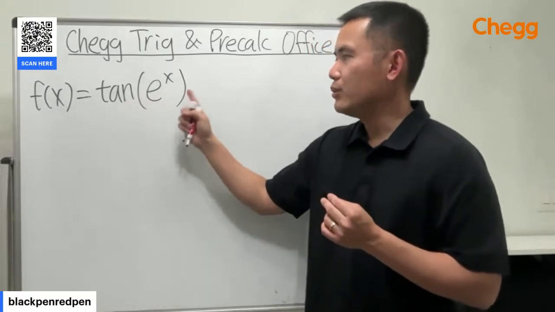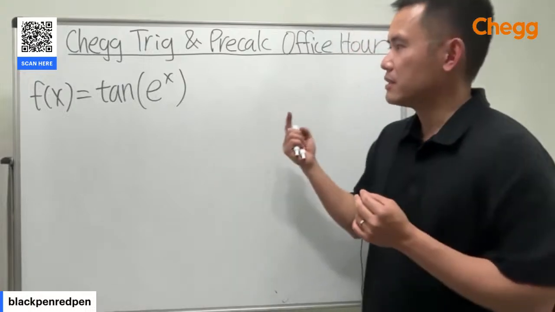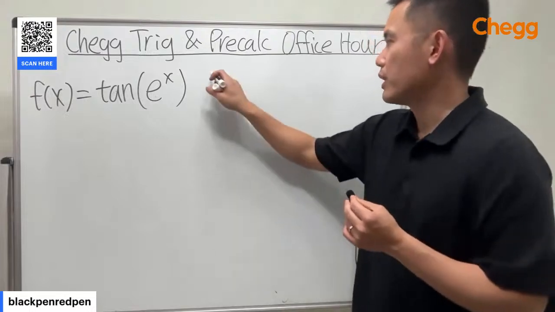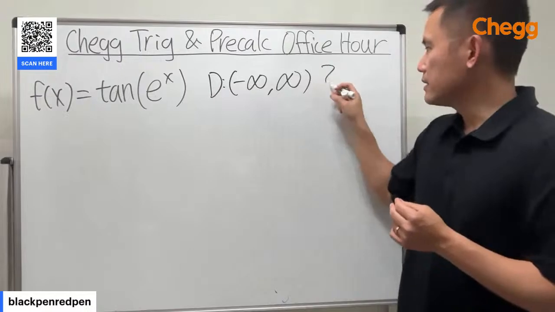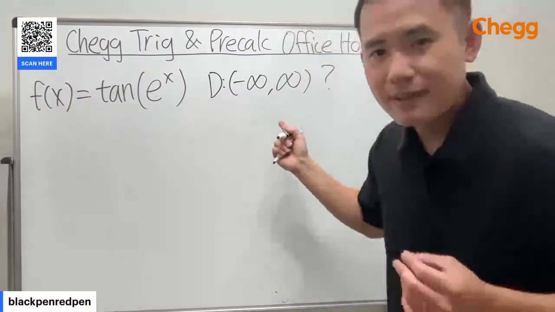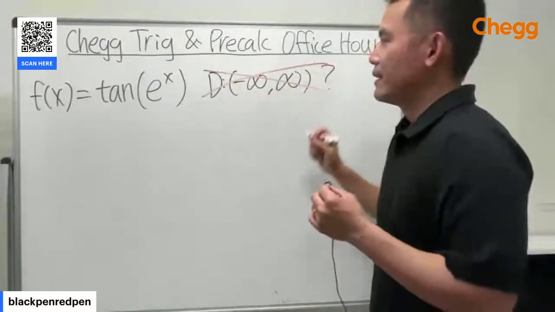One thing right here though, tangent of e to the x, you might be thinking, there's no fractions, there is no square root, there's no log, so the domain should just be all real numbers, right? Yes? No? No.